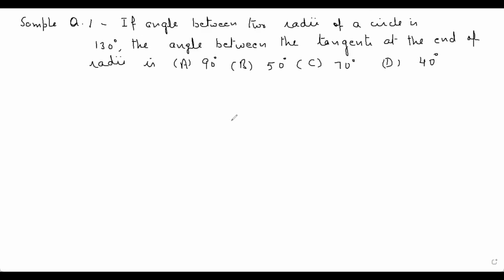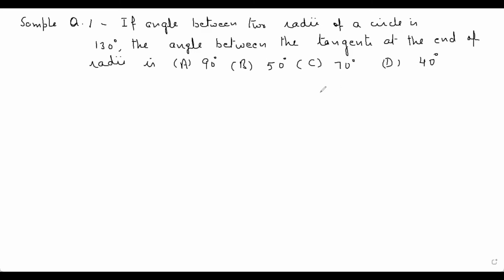Sample question number 1. Now the question is, if angle between two radii of a circle is 130 degree, the angle between the tangents at the end of radii is, there are 4 options, 90 degree, 50 degree, 70 degree and 40 degree. You have to find the right one.